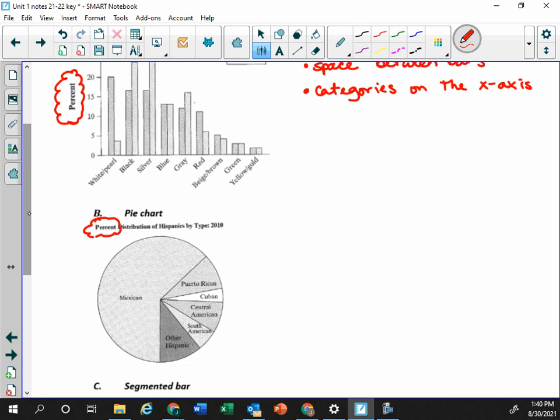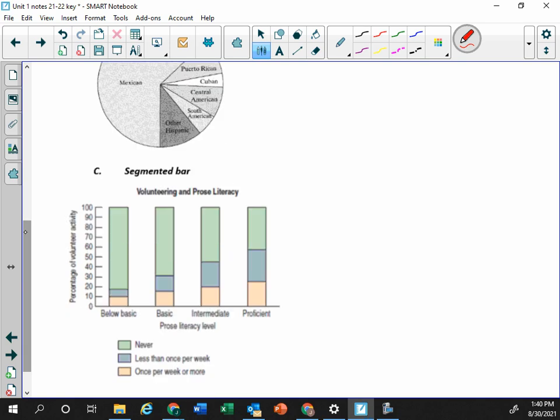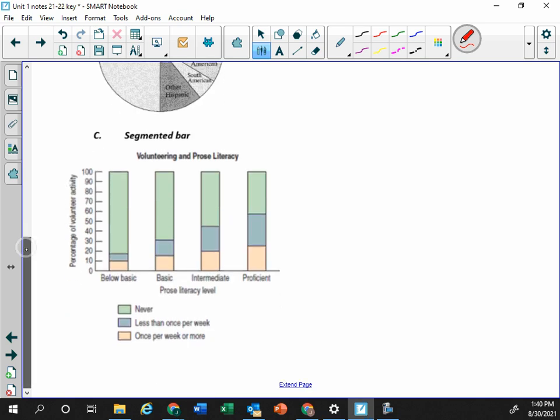And then we have our segmented bar. Again, percentage that we're looking at here.